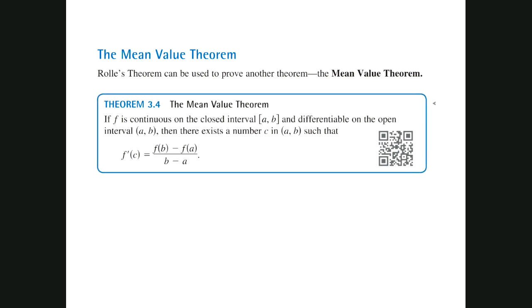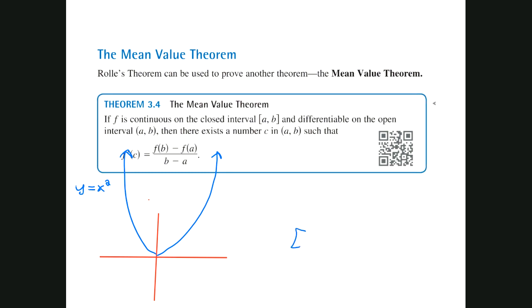Basically what it's saying is, if I have a function, let me draw out a graph here. Let's just use a really simple one. Let's just say that I have y equals x squared. So we know that graph looks something like this. And I'm going to say, okay, on an interval from 0 to 4, find the value of c.